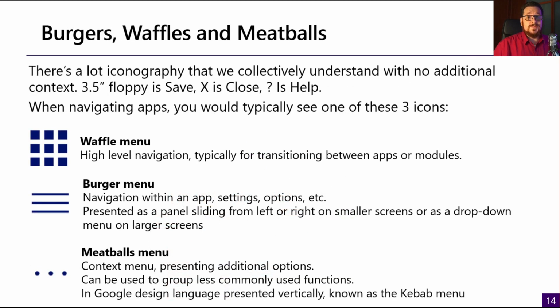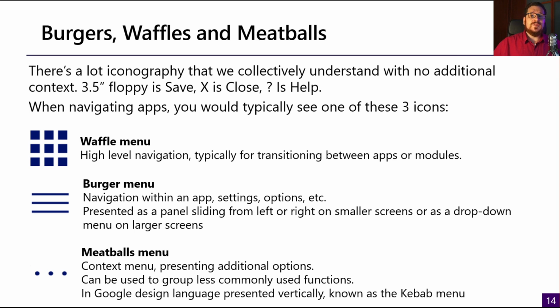Burgers, waffles, and meatballs. It's not lunch break yet, this is still UX design. There's a lot of different icons that we collectively understand to mean something. The floppy disk is save, X is close, question mark is help, and so on. When navigating modern apps these days, you typically see those three icons: the waffle menu, the burger menu, and the meatballs menu.